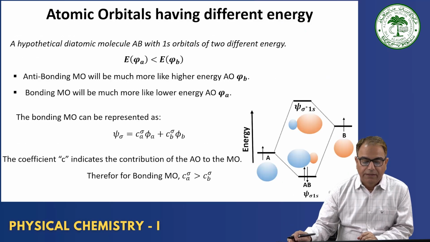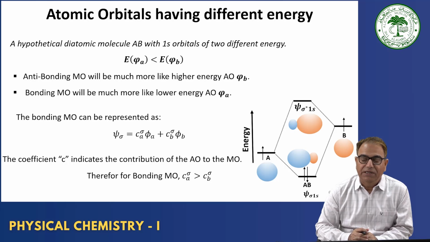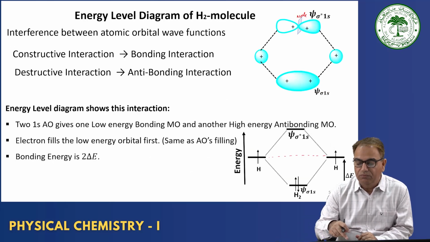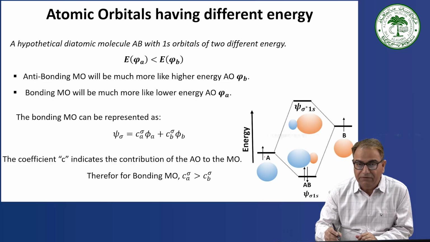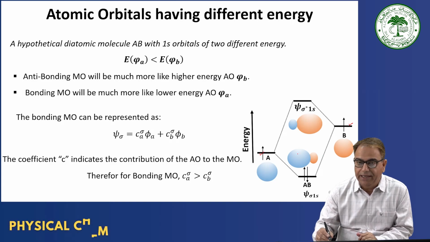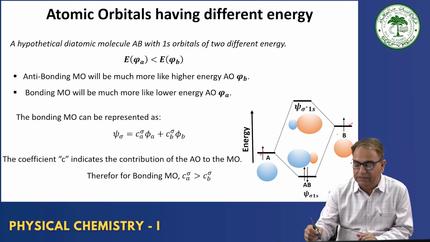Then if the atoms don't have the same energy. Here we were talking about H2 molecules, so both will have a 1s atomic orbital and both will have equal energy. But if the orbitals have different energy, then what will happen? The interaction will be similar, but the A orbital will have lower energy and the B atom will have higher energy, for a hypothetical molecule AB. What you see is that the bonding molecular orbital has major contribution from A, and the anti-bonding molecular orbital will have major contribution from B. The color tells you that.